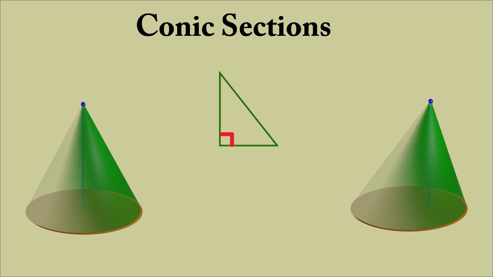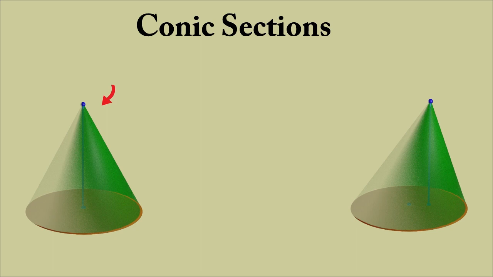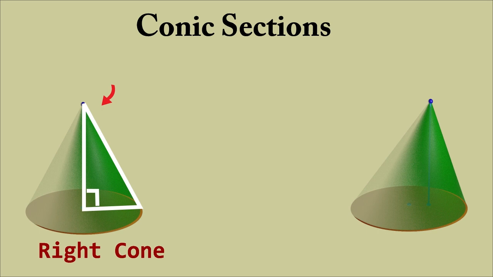As you know, the triangle which has one angle equal to 90 degrees is called a right triangle. However, the triangle which is not right is called an oblique triangle. In this cone, you can see the axis makes 90 degrees with the base and it forms a right triangle in the cone. That's why this cone is known as a right cone.